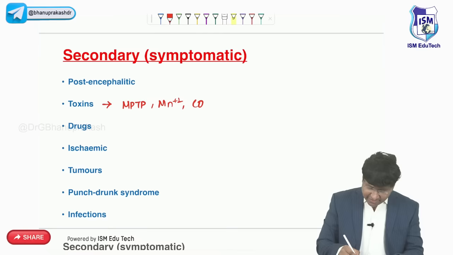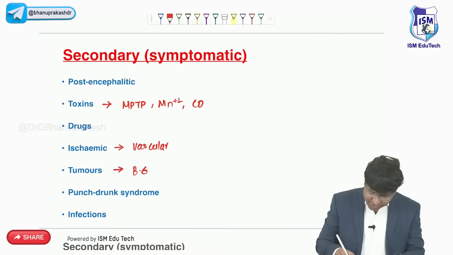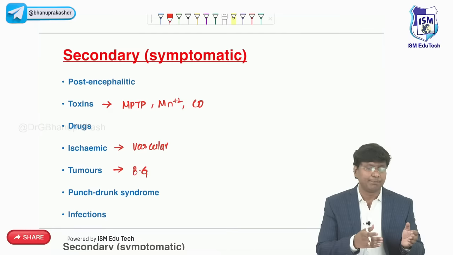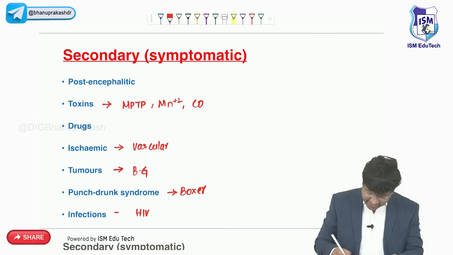And we have ischemic Parkinsonism, that is called vascular Parkinsonism, and this can occur due to decreased blood supply to the basal ganglia. And even tumors of the basal ganglia can cause Parkinsonism. Punch drunk syndrome, which we have seen in our boxer Muhammad Ali, right? So this is seen in case of the boxers. And even certain infections can cause Parkinsonism, mainly HIV as well as influenza. They are the ones which can cause Parkinsonism.